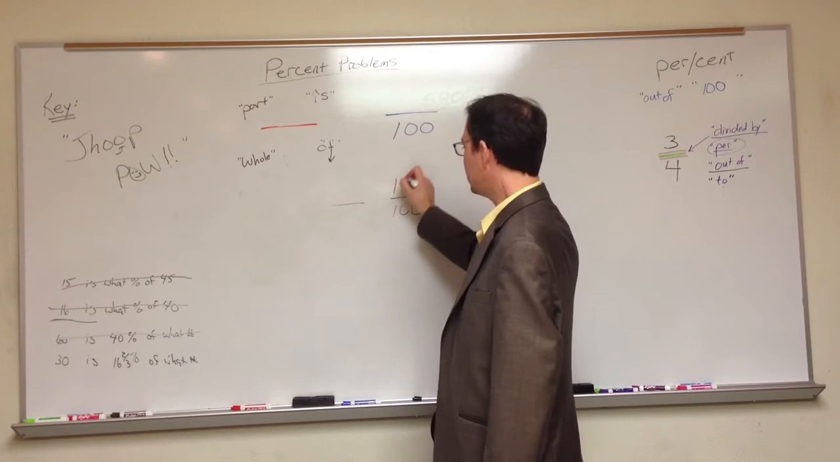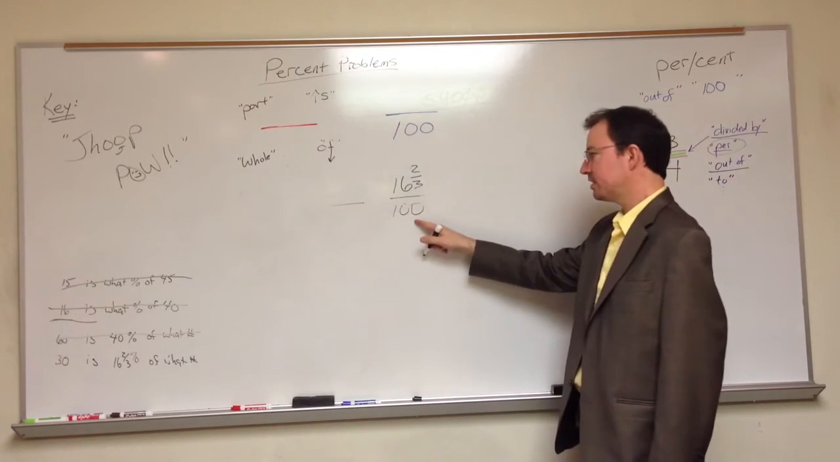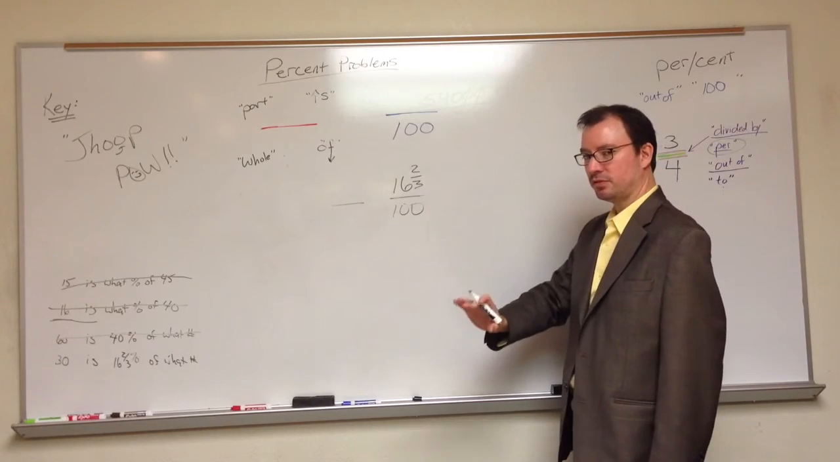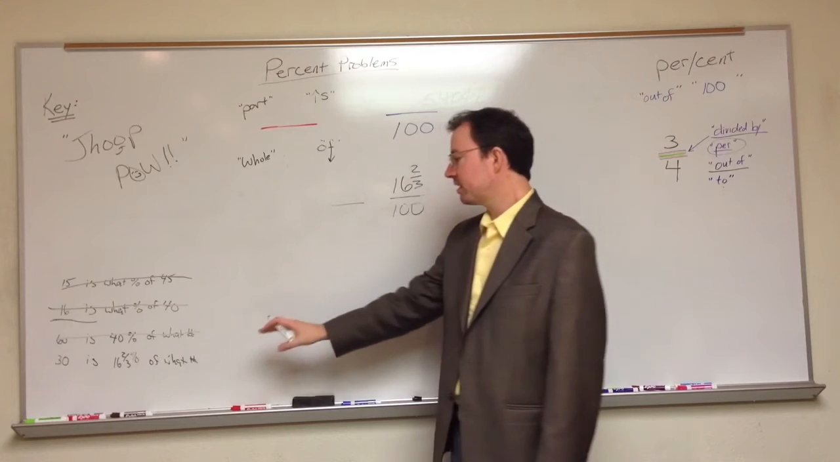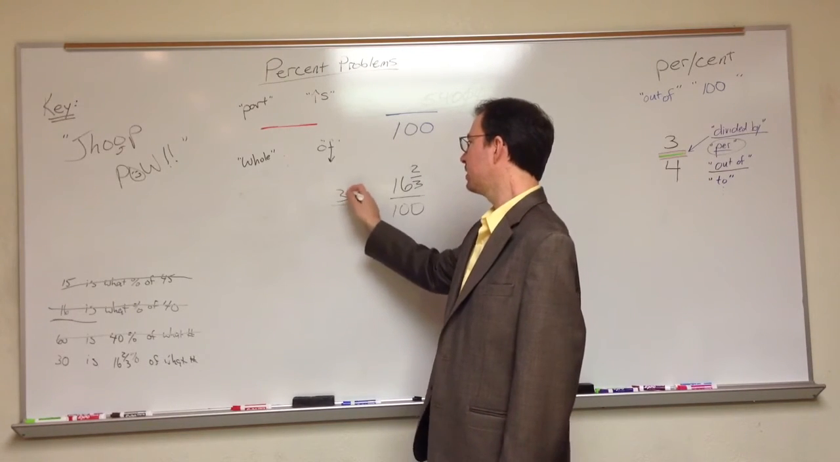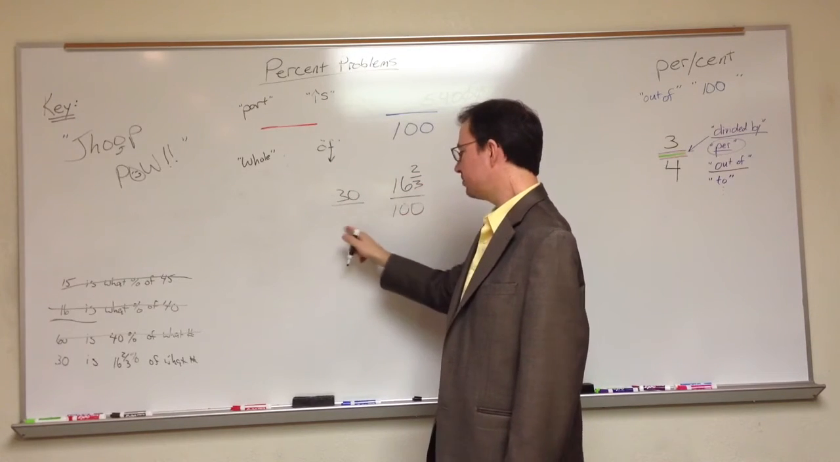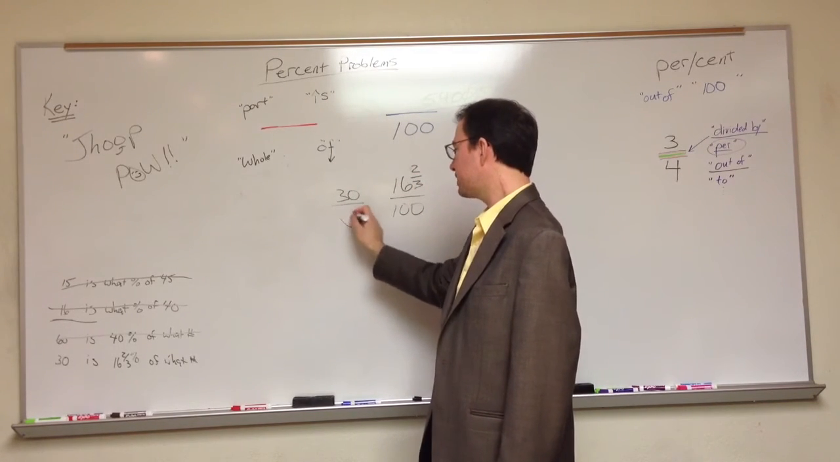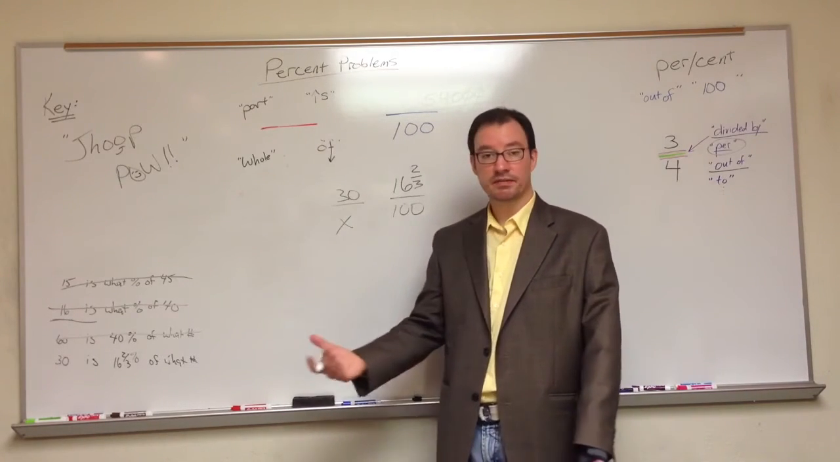So 16 2/3. Percent is already there. Now that looks weird. Don't let that fool you. We're just going to take it step by step. Okay, so we go back to 30 is. So we have 30. 30 is 16 2/3% of what? Of what number? We don't know. So that's an x. So now we're set up. It's easy. Didn't hardly have to think.